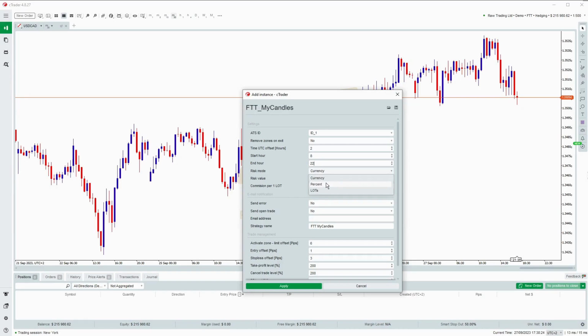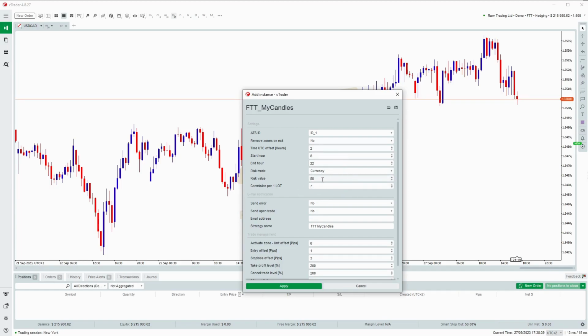The strategy calculates the size of the position it can open to maintain the amount at risk in percent of the account according to the settings. Lots. Allows you to set the size of the lot position. The amount at risk will often be quite different and will depend on the size of the zone.